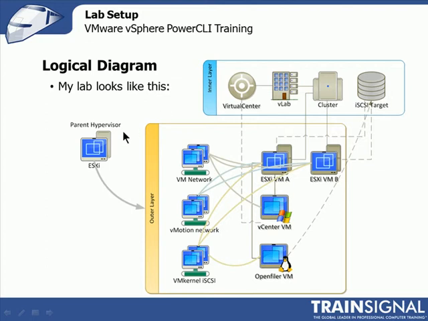So on the left here, we have an ESXi. I'm calling this the parent hypervisor, and everything runs on top of this. Inside of ESXi, in virtual machines, I've got two ESXi VMs. That's A and B here. I have a vCenter VM. I have an OpenFiler VM. OpenFiler is presenting an iSCSI target, which is presented to the two ESX VMs. And everything is on the same VM network as well as vMotion network.